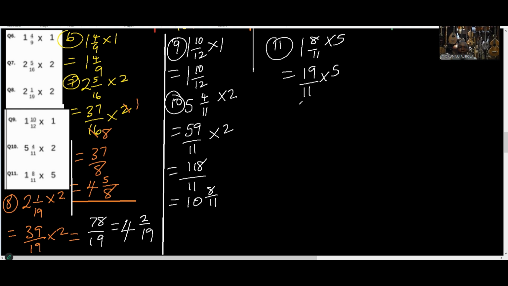11 times 5. So what's 19 times 5? That's 95, okay? Divided by 11. So how many 11 is in 95? That's 8, which is 88, okay? So 95 minus 88 will give us 7 over 11. And this comes to the end of the whole exercise, okay?